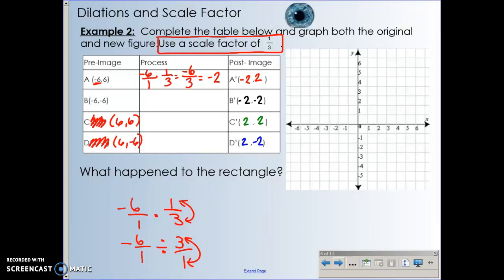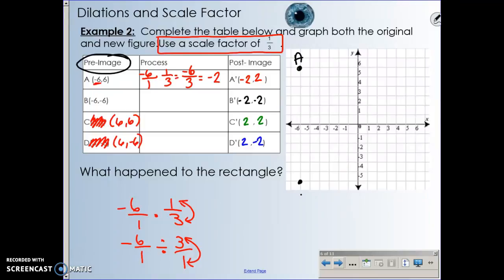All right, and again, you could have either done that by multiplying by 1/3 or dividing by 3. Both of those are equal to each other, so it doesn't matter which way you do it, as long as you do it to all of them, x and y coordinates. So I'm going to do the pre-image in black. So -6, +6 is right there. That's point A.